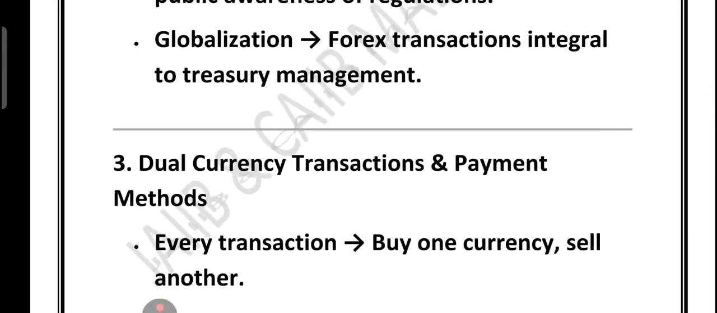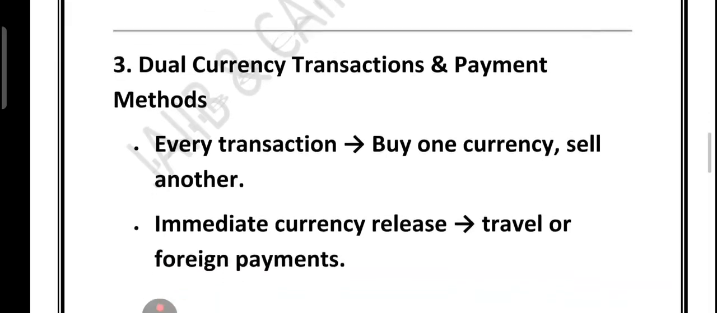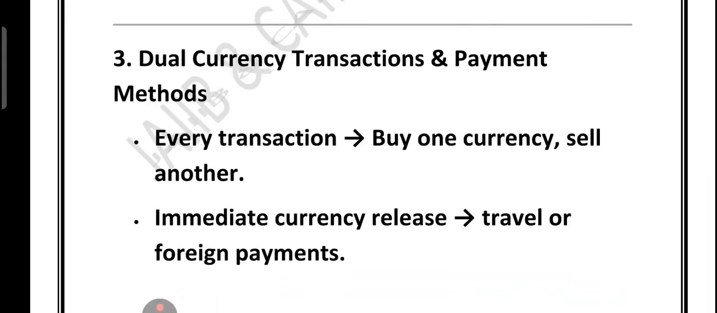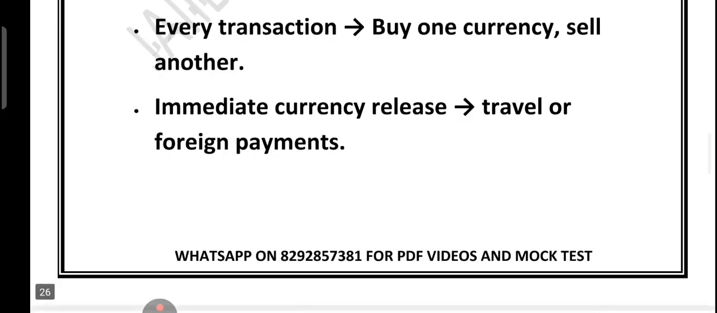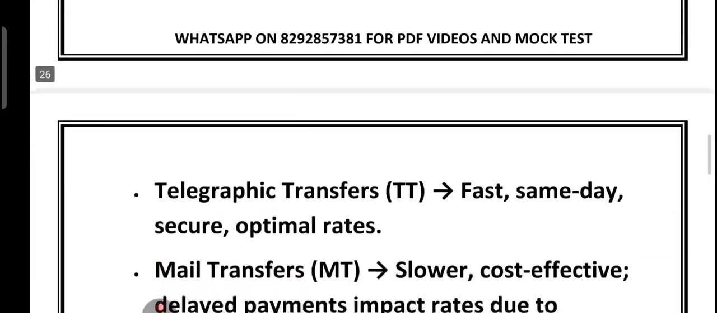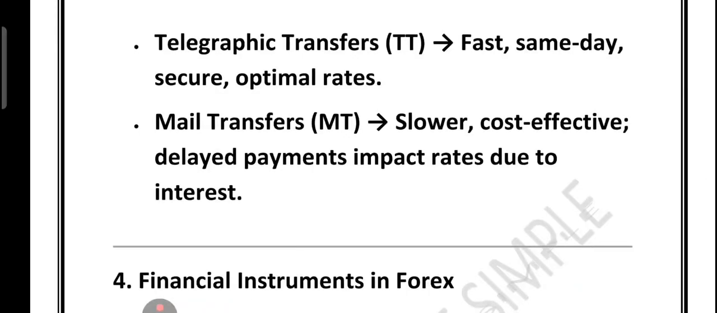This question may be asked. Forex transaction is a core part of treasury management, not a dual role transaction. Every transaction involves buying one currency and selling another, right? In every forex transaction, one currency we are buying, the other currency we are selling. And immediate currency release: for travel and urgent foreign payment we require immediate currency release. Then we have TT, telegraphic transfer: fast, same day, secure, with optimal rules.